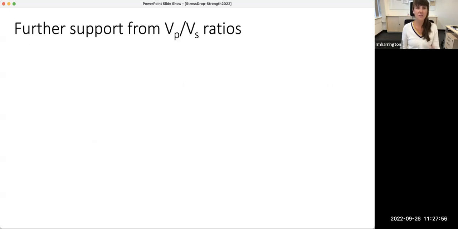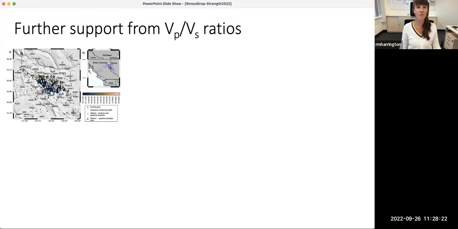This is really, really new, so if you have detailed questions for me about the method, my grad student just gave this to me a couple of days ago. But it's some further support from what we've been doing with this data set in BC, which supports the fact that there are probably differences in rock strength which are observable through seismic data.